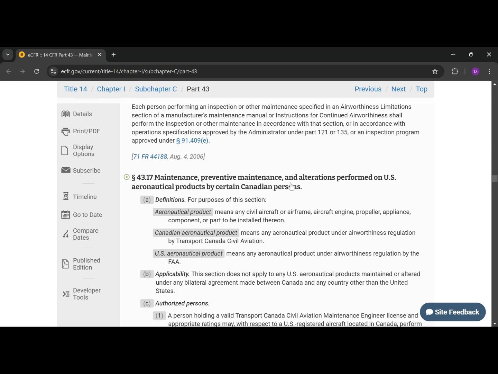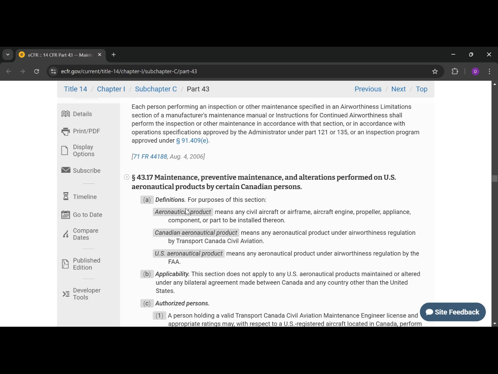Maintenance, preventive maintenance, and alterations performed on U.S. aeronautical products by certain Canadian persons. I always find that wording kind of funny. I only hang out with certain Canadian persons. It's just funny to me.